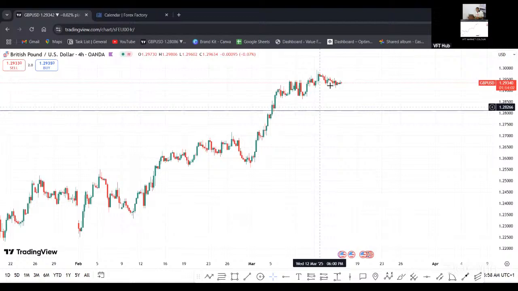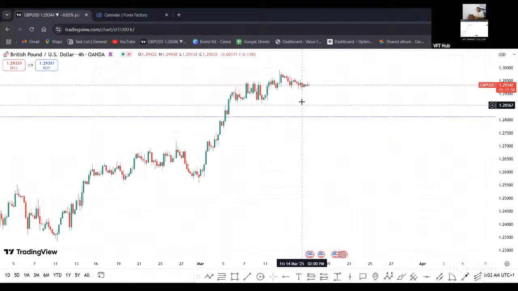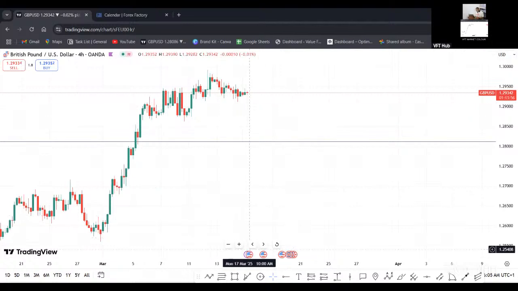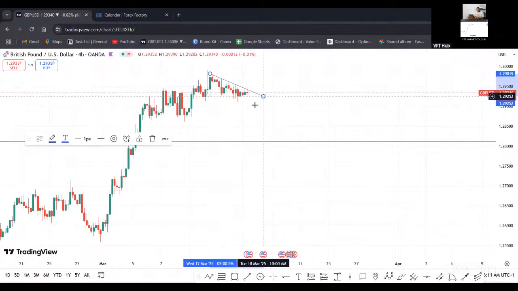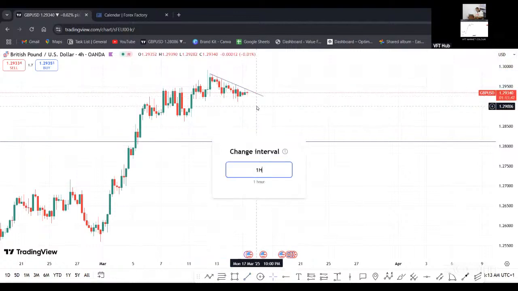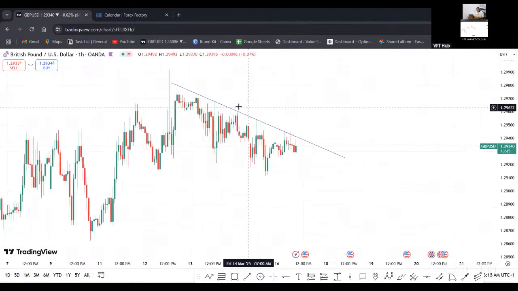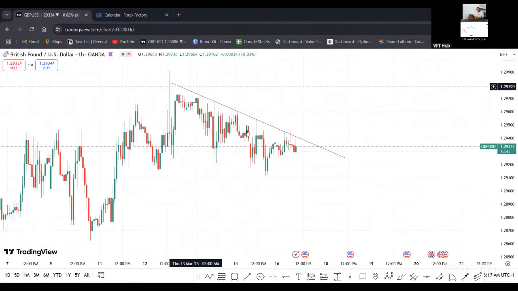So we're expecting a sell-off on GBP USD, but it has not shown us any sign of momentum yet. Instead, it is building liquidity to the upside. You can see the liquidity being built. If you switch to the 1-hour time frame, it becomes more clear. So this is the 1-hour time frame. You can see that liquidity is being built on GBP USD.